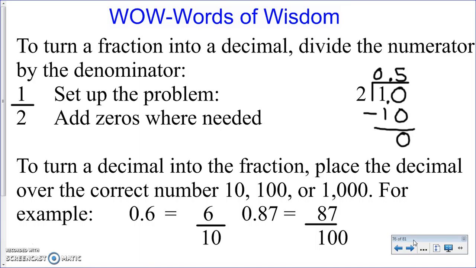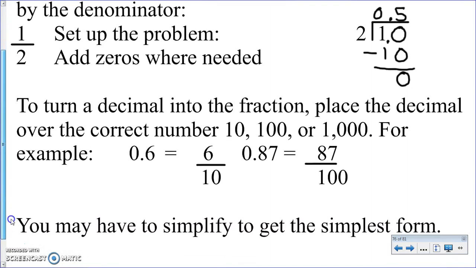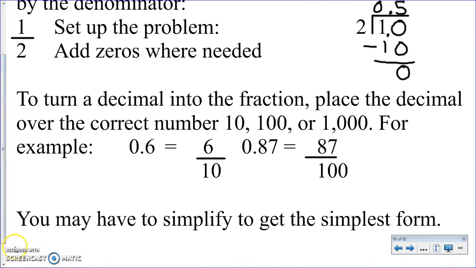To go from a decimal to a fraction, place the decimal over the correct number: 10, 100, 1000, etc. For example, 6/10 is 6 over 10, and then you would simplify to 3/5. 87/100, you just put the 87 over the 100, and you can't simplify any further on that one. Sometimes you may have to simplify to get the simplest form of the fraction.